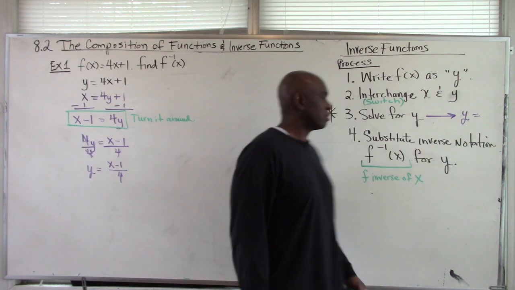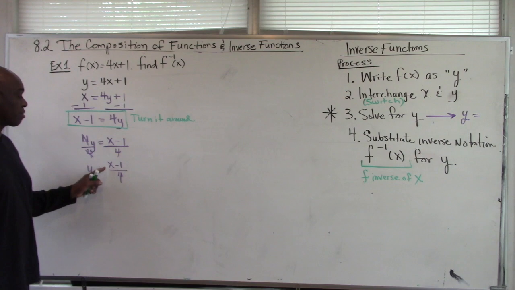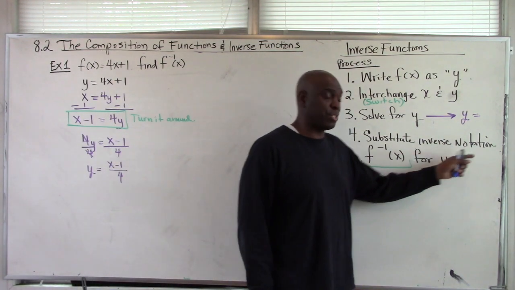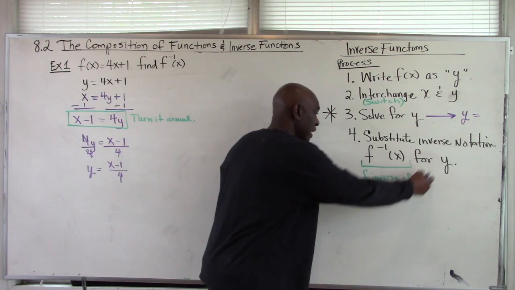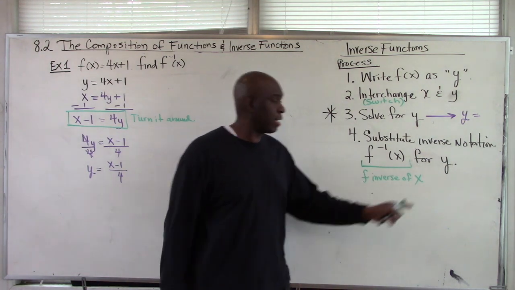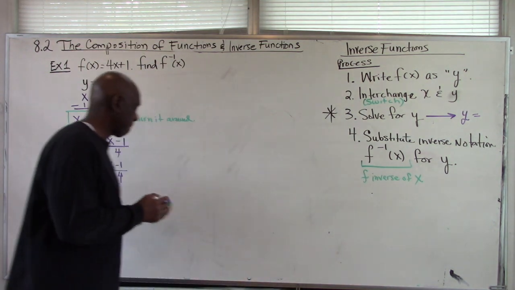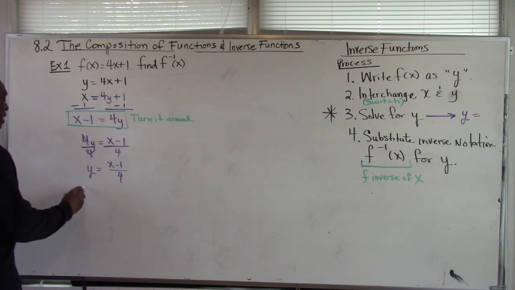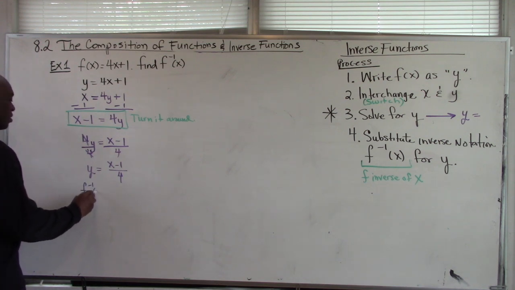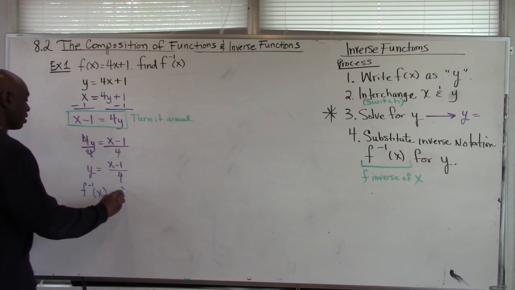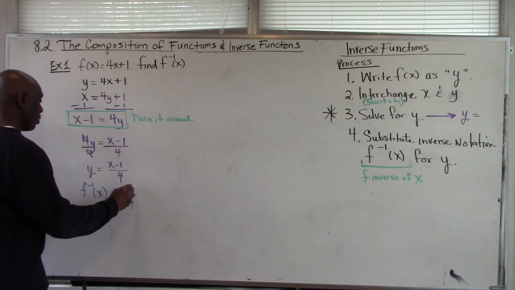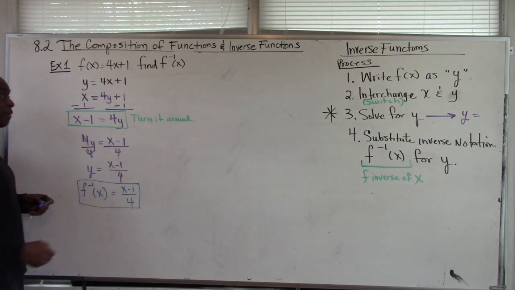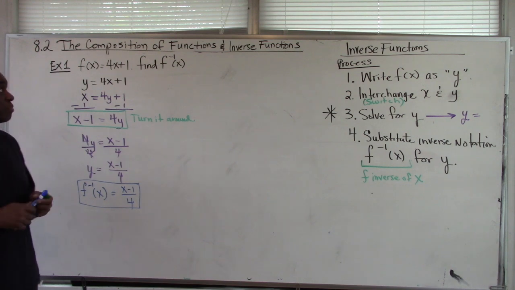Y equals x minus 1 divided by 4. Last step, substitute the inverse notation for y. In other words, take out y and put the inverse notation. So take out the y and write it as f inverse of x equals x minus 1 over 4, and that's it. That's the inverse of that, right here. That's all you're asked to do.